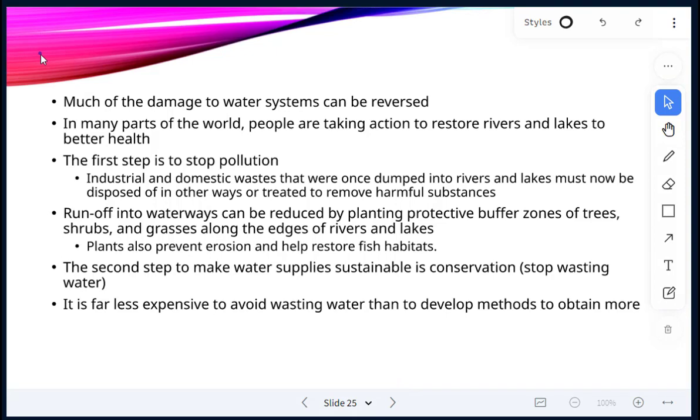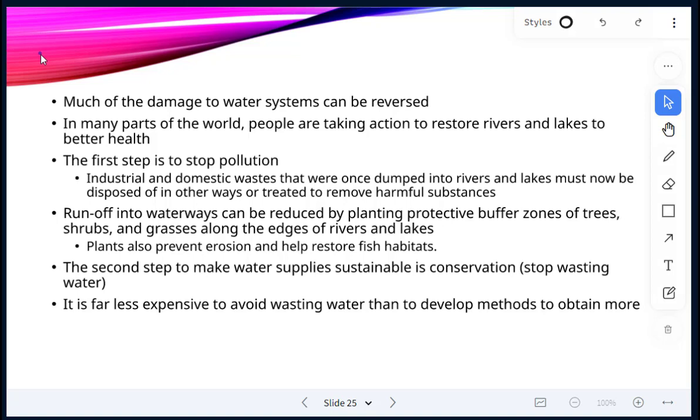And just keep in mind that much of the damage to water systems can be reversed. In many parts of the world, people are taking action to restore rivers and lakes to better health. The first step is to stop pollution. Industrial as well as domestic wastes used to be just dumped into rivers and lakes. Now they have to be disposed of in other ways, or they have to be treated to remove any harmful substances before they get dumped back into rivers and lakes.